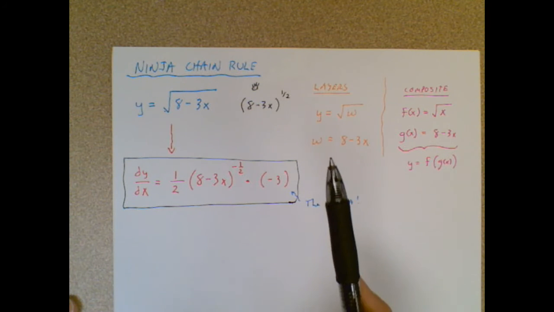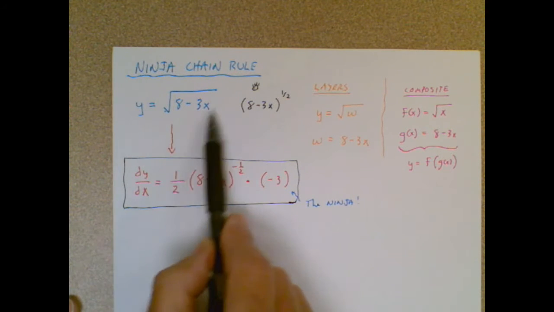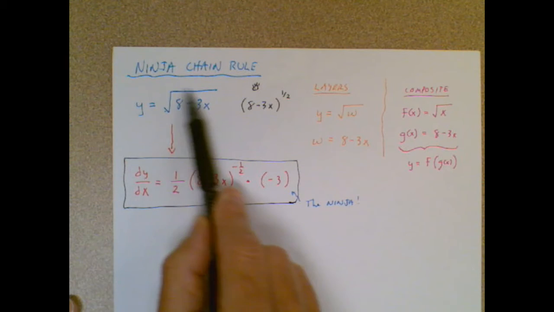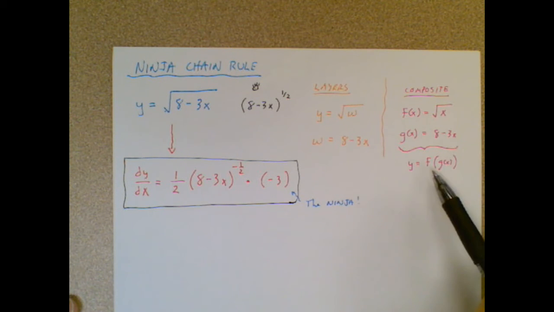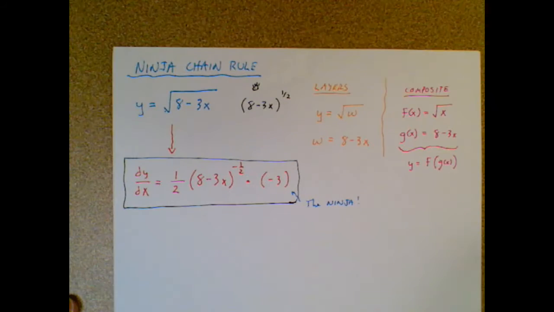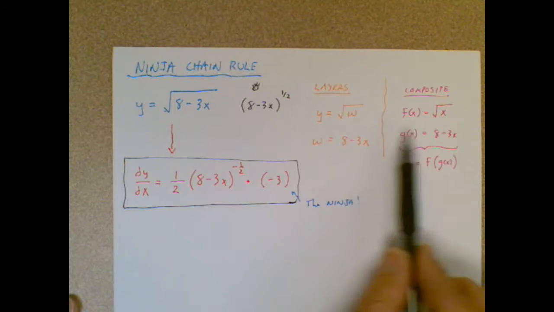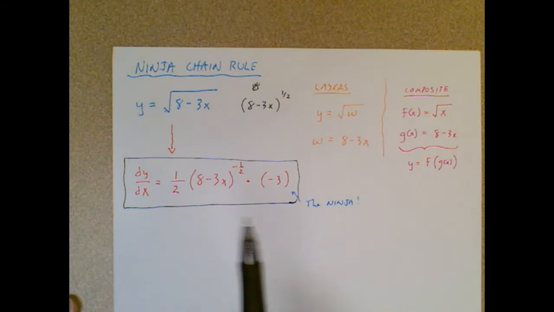Another way to think about it is composite functions. In Algebra 2, you learned about composite functions. This is a composite function with the square root function housing the 8 minus 3x function. So it's f of g of x, where g of x, the linear function, is living inside f of x, the square root function. Either way you think about it, doesn't matter. You just have to be able to spot that there's two functions in play here.